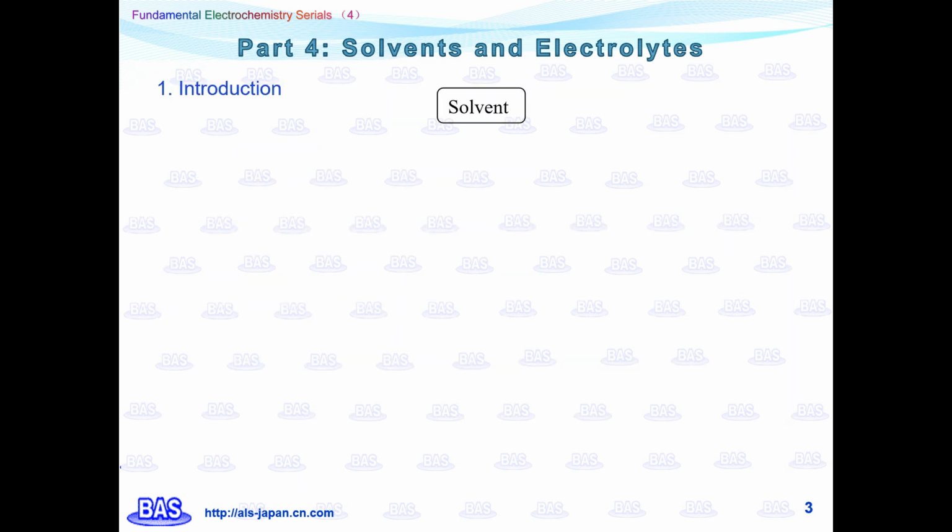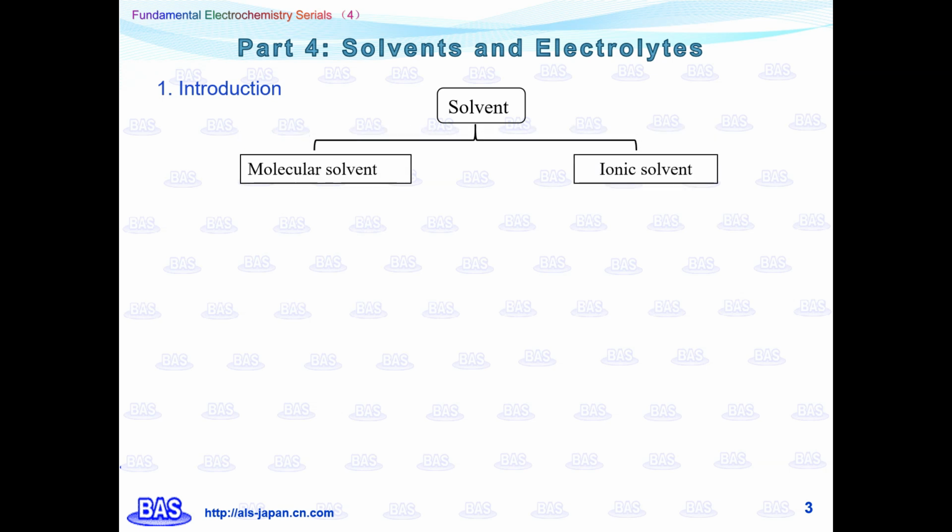When we talk about solvents, water is immediately thought of, and indeed water is a very good solvent. However, there are many excellent solvents besides water, some of which are widely used in electrode reactions now. These solvents can be broadly classified into molecular solvents, which are mainly composed of molecules, and ionic solvents, which are composed of an anion and a cation.